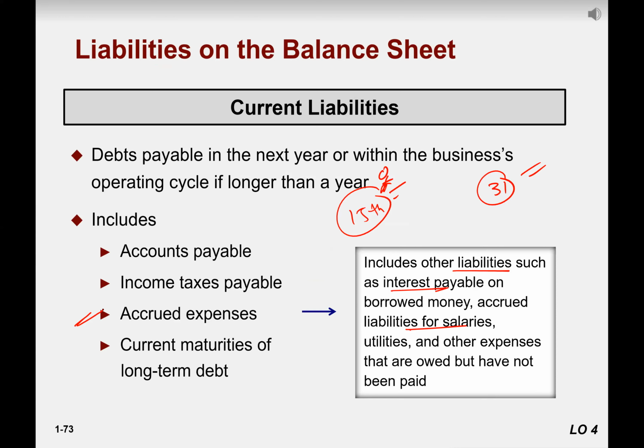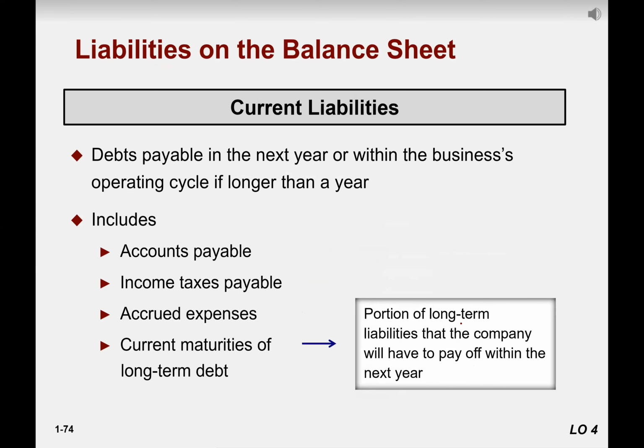After 3 days or 4 days, right? So we call them accrued expenses. And then current maturities of long-term debt. What does it mean? It is the current portion of long-term debt the company has to pay within the next year.